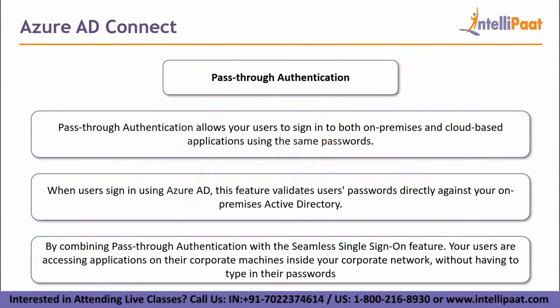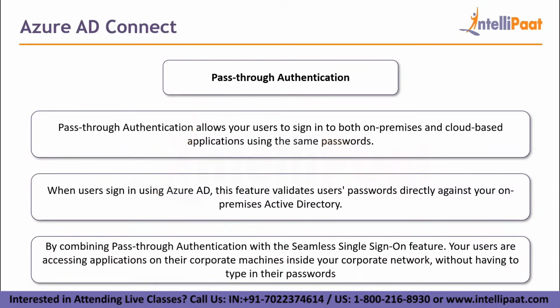And then there is pass-through authentication. Pass-through authentication allows users to sign into both on-premises and cloud-based applications using the same passwords. So now when users sign in using Azure AD, this feature validates users' passwords directly against your on-premises Active Directory. And finally, by combining pass-through authentication with a feature called seamless single sign-on, you can basically log into your corporate network without even typing in the passwords.